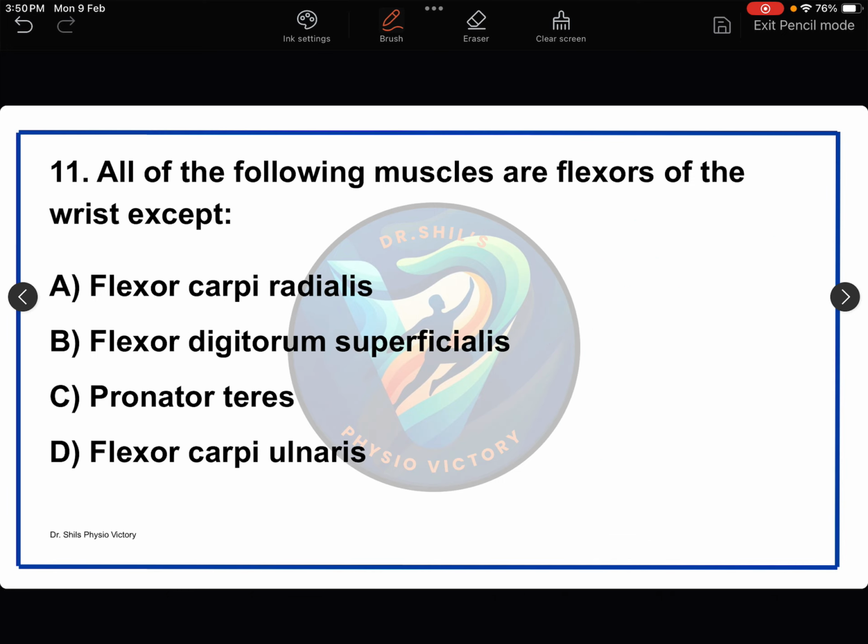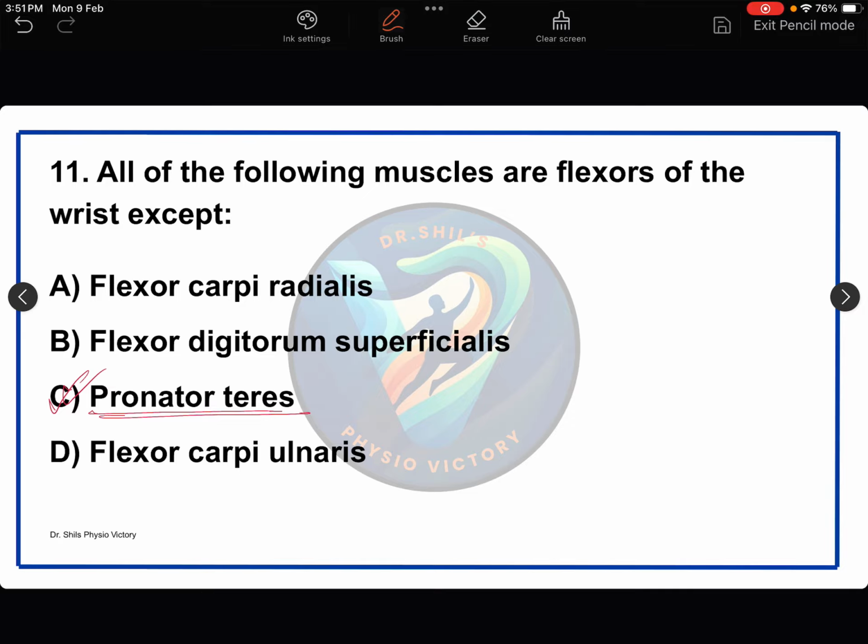Next, come to question number 11. All of the following muscles are flexors of the wrist except option A, flexor carpi radialis, option B, flexor digitorum superficialis, option C, pronator teres, and option D, flexor carpi ulnaris. Here, the correct answer is option C, pronator teres. Pronator teres is primarily a pronator of forearm, not a wrist flexor.